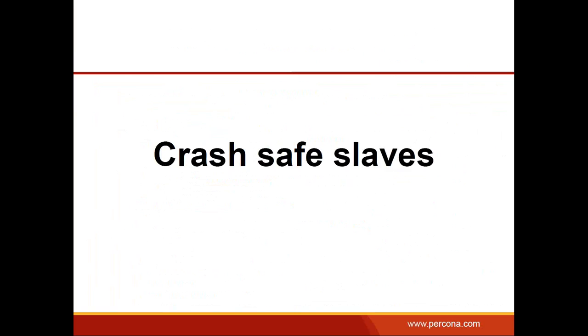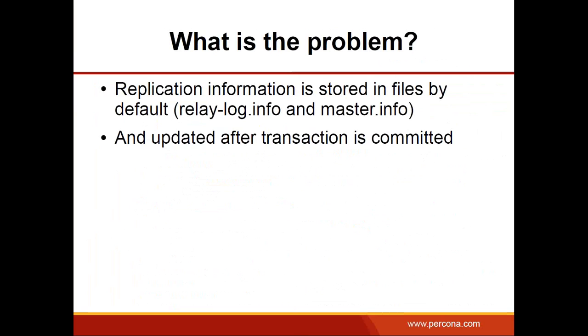Okay, next topic, crash safe slaves. What is the problem there? When you have replication, of course, the slaves have to store some information about which transactions have been executed, and this information is stored in two files by default, relay-log.info and master.info. And the problem is that these files are updated after the transaction is committed.